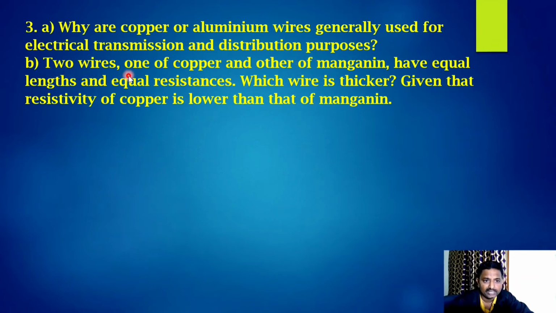B. Two wires, one of copper and other of manganese, have equal lengths and equal resistances. Which wire is thicker? Given that resistivity of copper is lower than that of manganese. Solution.